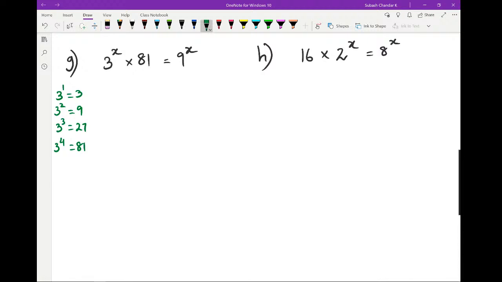The first thing you want to do is get rid of that 81. We're going to get rid of the 81 by replacing it with 3 to the power of 4. We're also going to get rid of the 9 by replacing it with 3 squared. So my first step is 3 to the power of x times 3 to the power of 4 equals 3 squared to the power of x. Remember that the 3 squared is actually equal to 9.